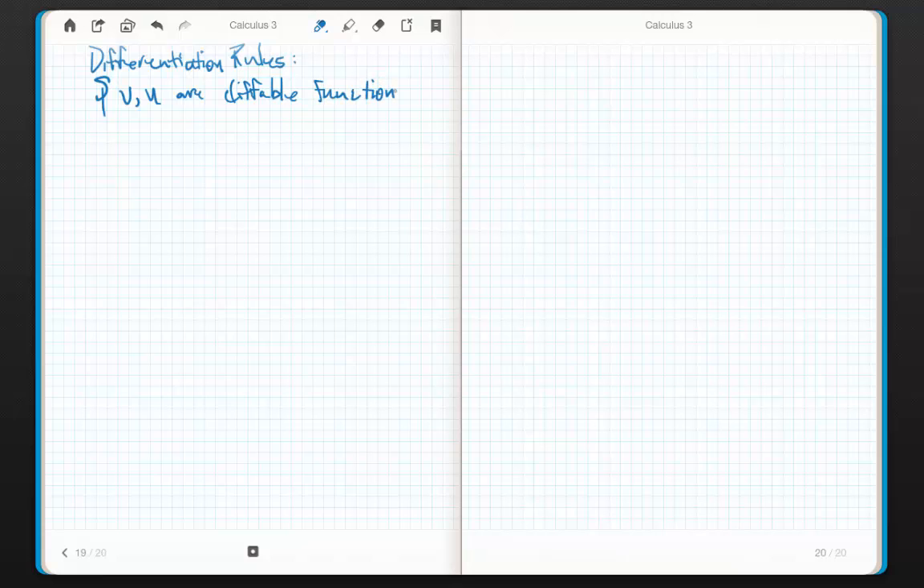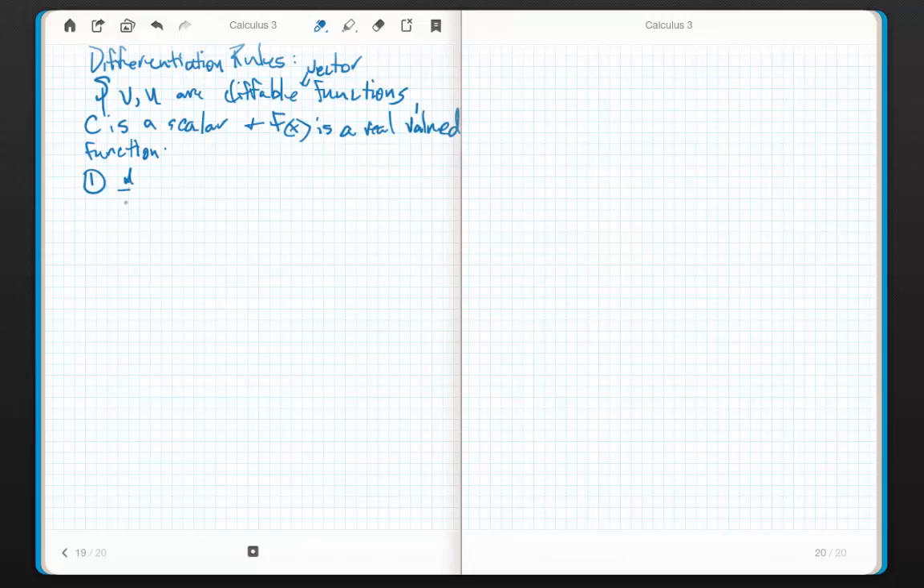they're vector functions. Make sure we get that, vector functions. And let C be a scalar, and f of x is a real valued function of a real variable. Easy peasy. So you ready? We'll just write these down really quickly.